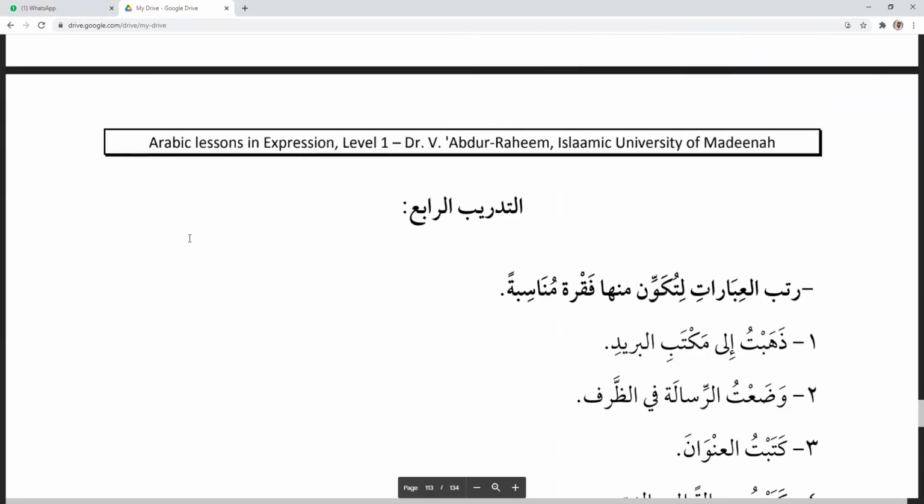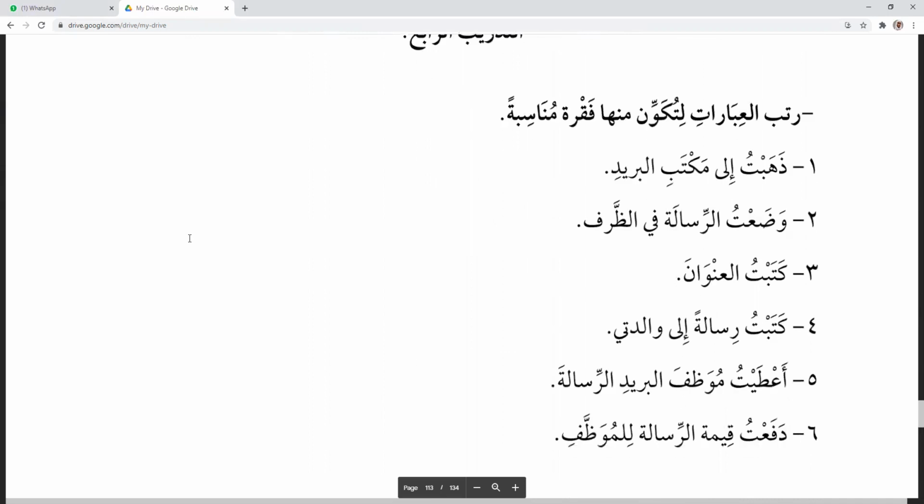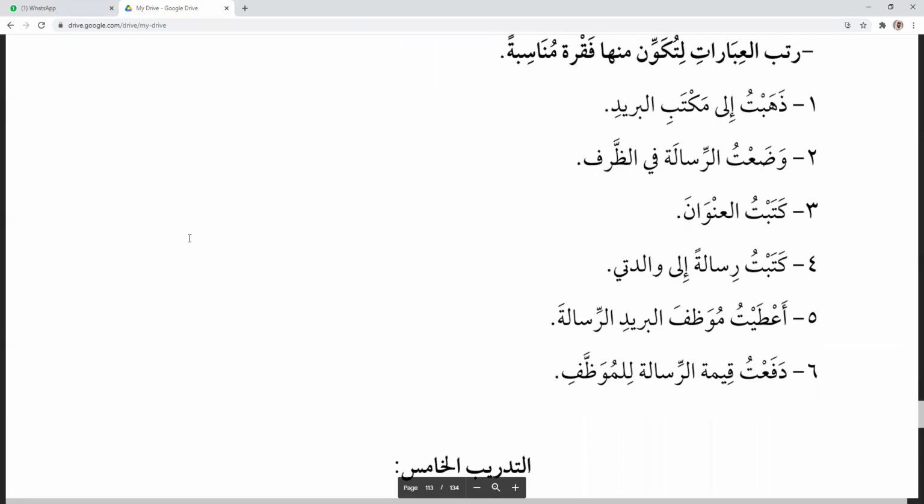Alhamdulillah. Exercise four: rearrange these sentences to make a beneficial paragraph. "ذهبت إلى مكتب البريد." I went to the post office.